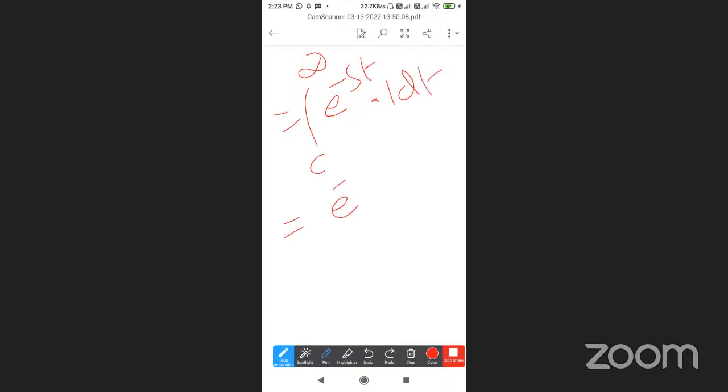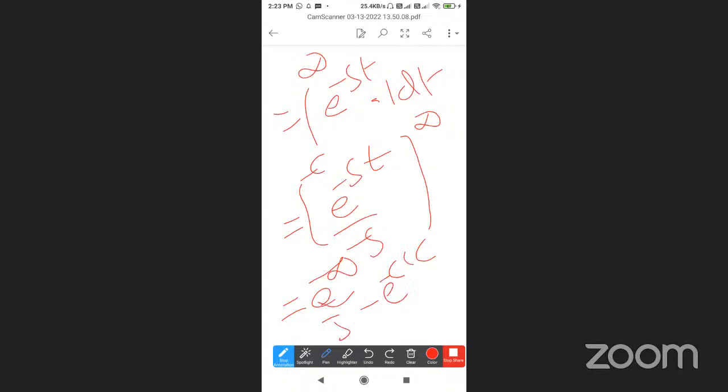The integral is e power of minus st by minus s, with limits c to infinity. Upper limit: e power of minus infinity by minus s. Lower limit: e power of minus cs by minus s. The upper limit e power of minus infinity is always 0. So the answer, minus of minus being plus, is e power of minus cs by s. That is the unit step function transform. Very simple, we can do it clearly.